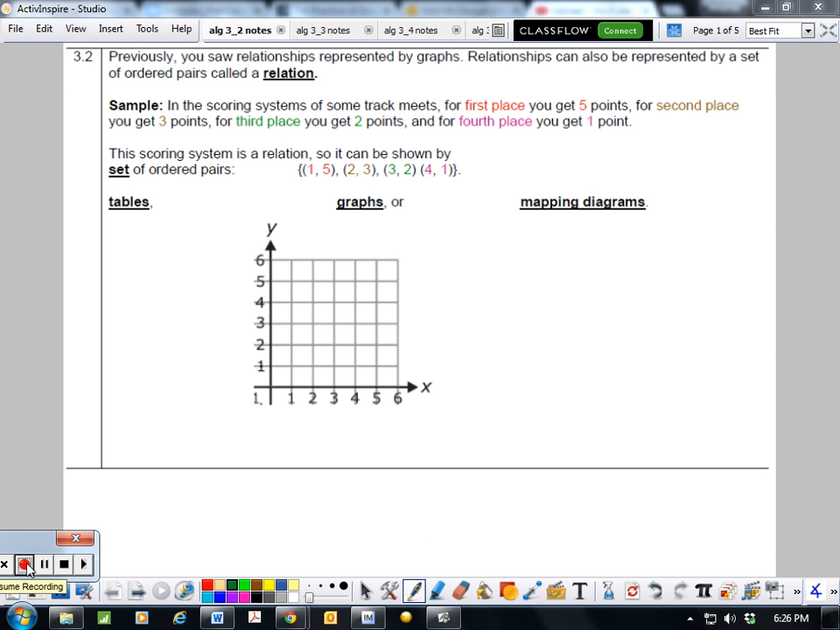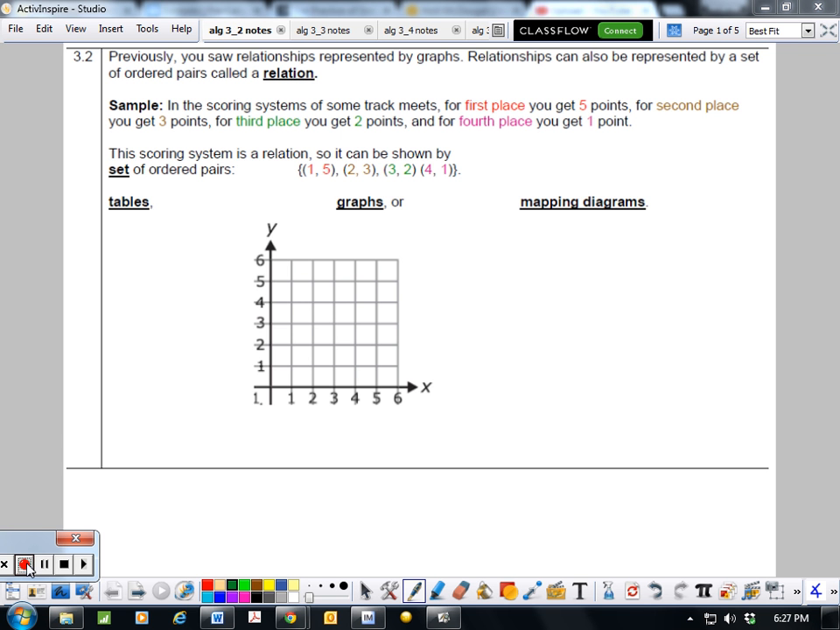Okay, so earlier we saw relationships represented by graphs. Relationships can also be represented by a set of ordered pairs called a relation. And so we're going to take a look at the sample problem.